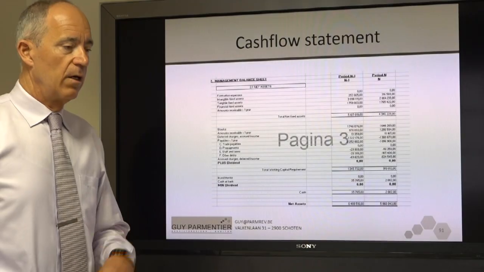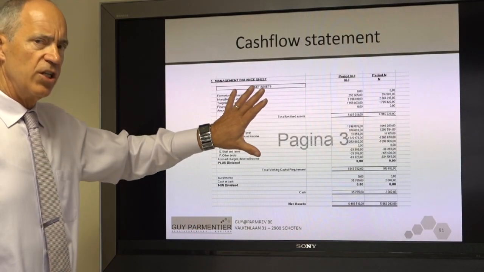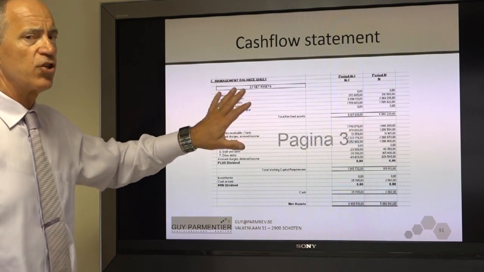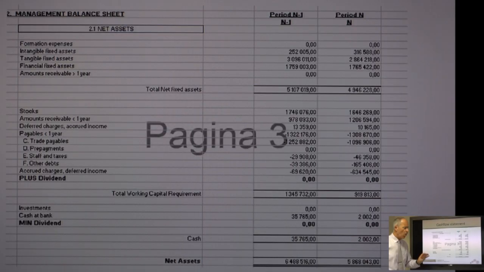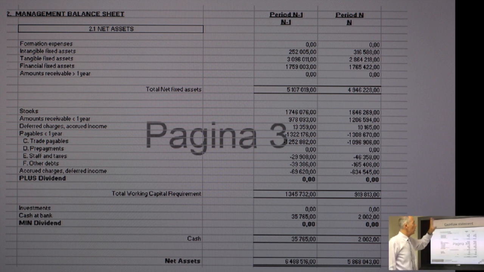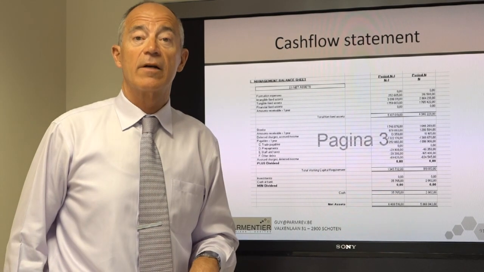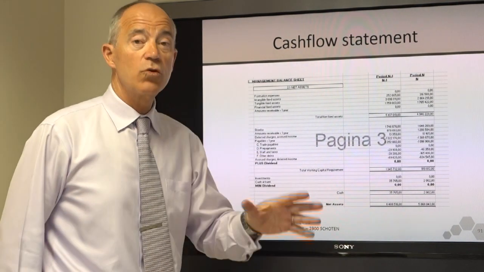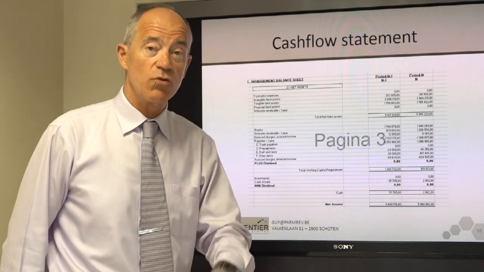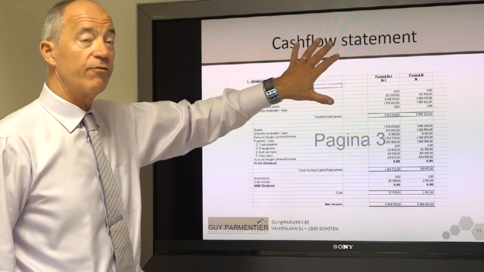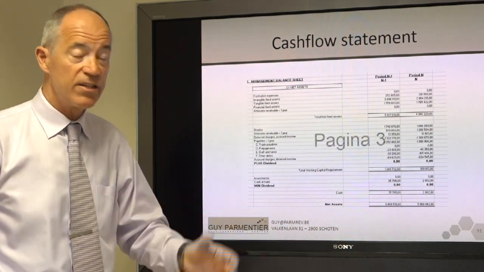Now, this is the balance sheet, but this is what we call a managerial balance sheet. Cash flow statements are made from the managerial balance sheet, also called the compressed balance sheet. Go to YouTube, put in my name, Guy Parmentier, and go to How to Read a Balance Sheet, session 1, and there I explain how you have to make a managerial balance sheet. In fact, it's very easy.